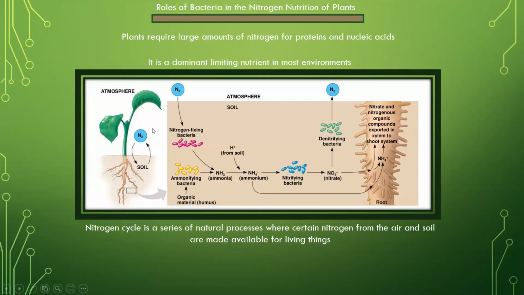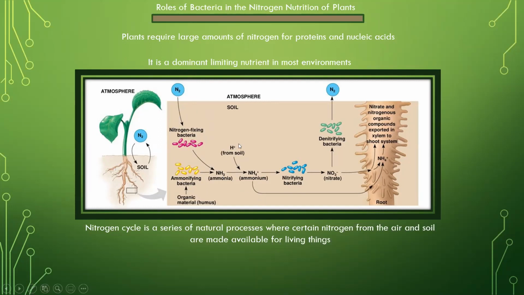So for instance, in the soil here, you have this organic material of humus that has these ammonifying bacteria. So you have bacteria that are taking nitrogen from the soil and creating ammonia. You also have bacteria closer to the top of the soil, which are nitrogen-fixing bacteria. So they are actively taking nitrogen gas, and then combining it, processing it, turning it into ammonia.